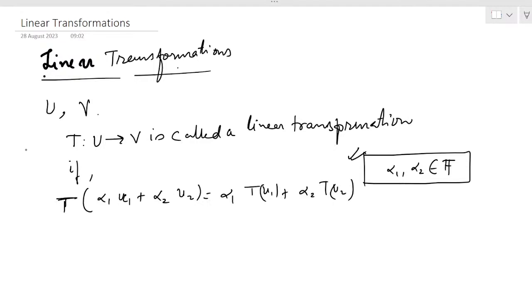We have seen many linear transformations. For example, the zero transformation, the projection transformation, and the reflection transformation in our previous classes. Further, we have seen what the range space and the kernel are. Kernel, or you can say null space.